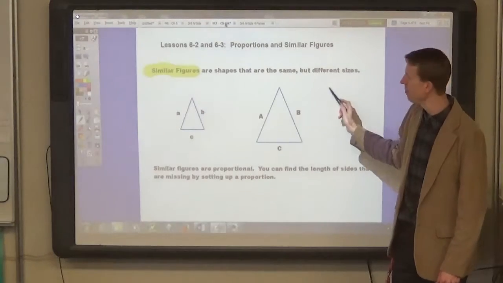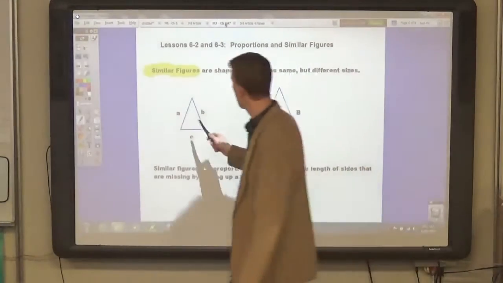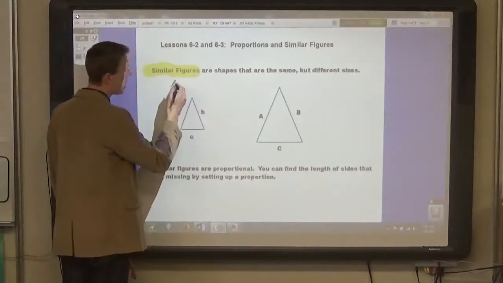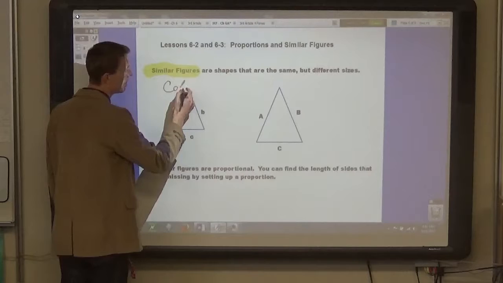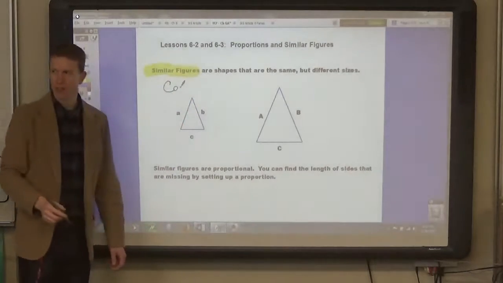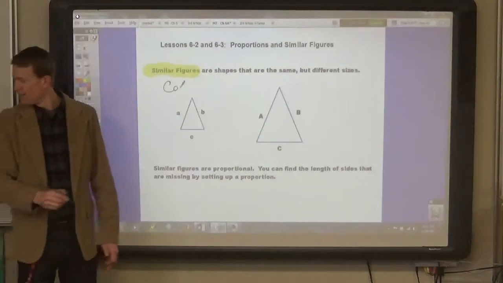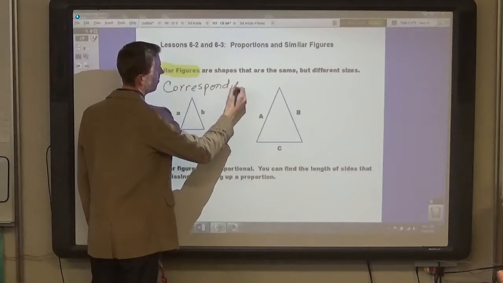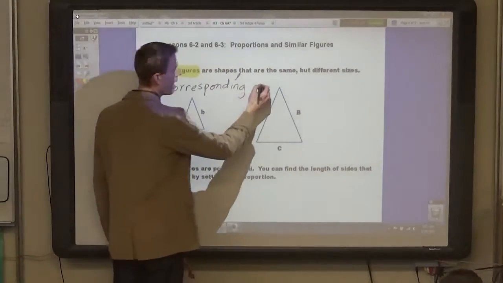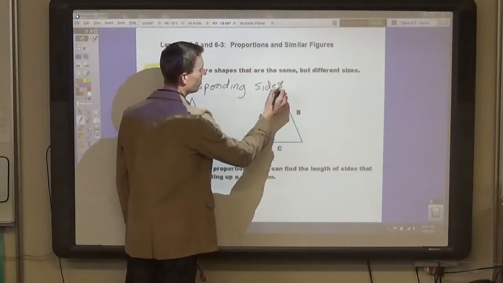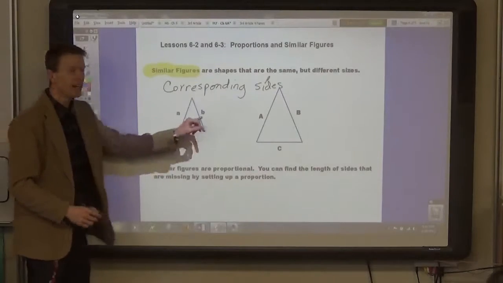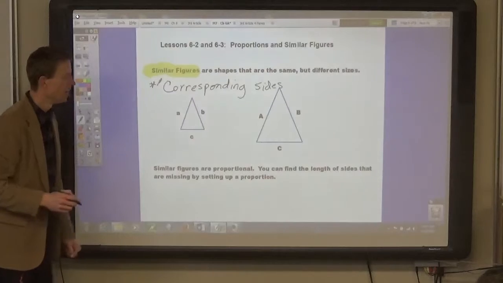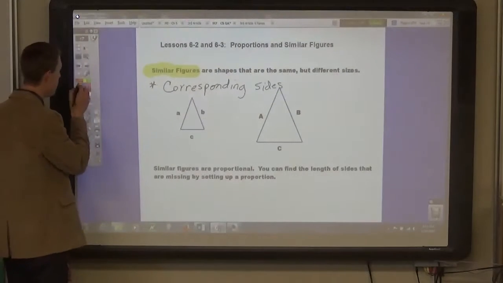Okay? It also means that these two figures have what are called corresponding sides. I just forgot how to spell corresponding. There it is. Write down corresponding sides. These two figures have corresponding sides, and this is what that means.